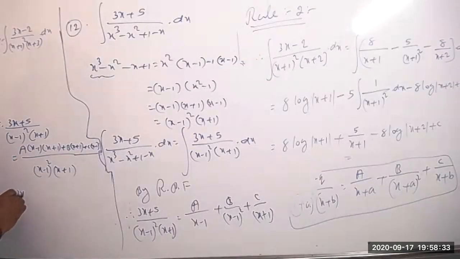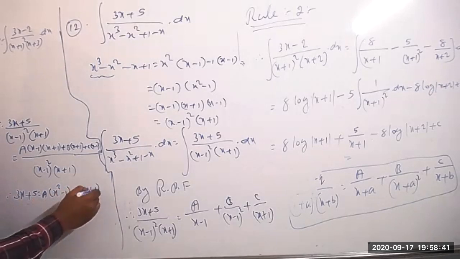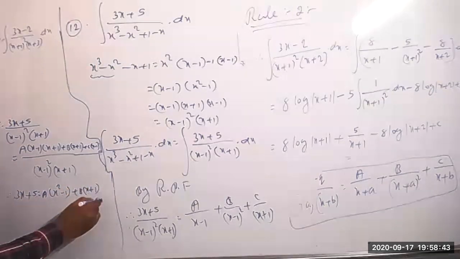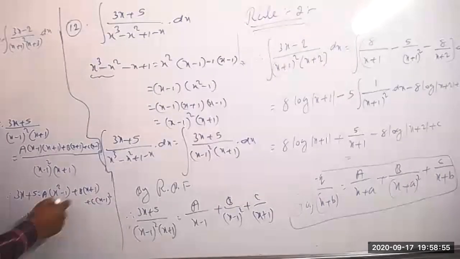So therefore, 3x plus 5 is equal to a into (x square minus 1), as it is, plus b into (x plus 1) plus c into (x minus 1) whole square. Now we can take here, let the value of x equal to 1. The value of x equal to 1 means clearly we will get the value of b.